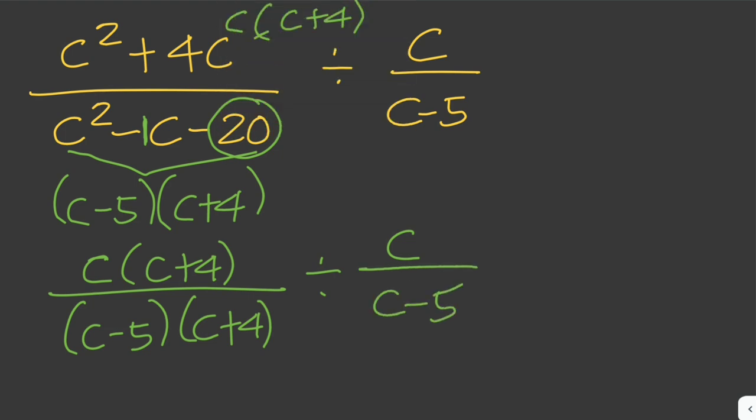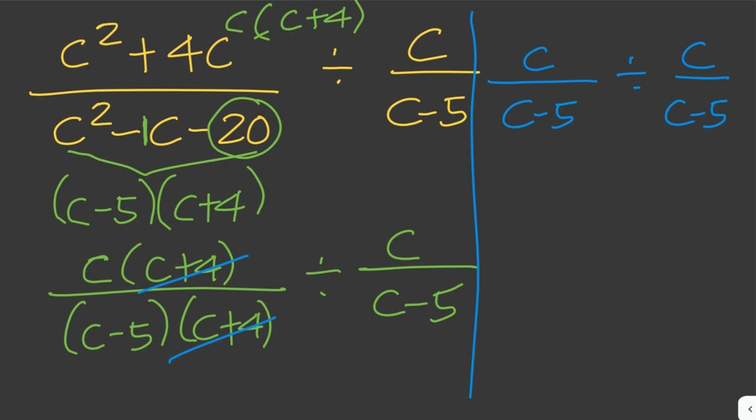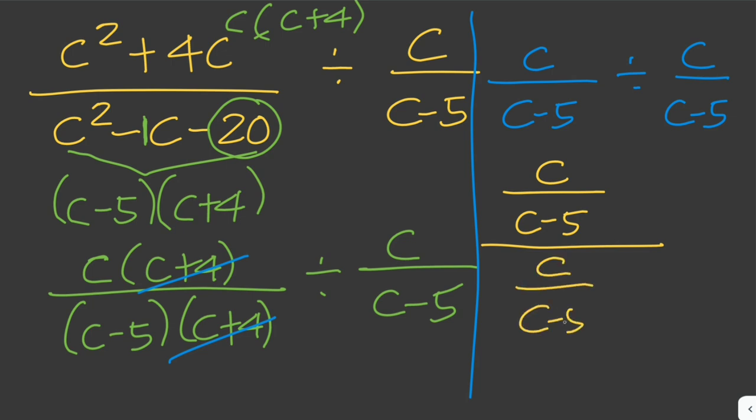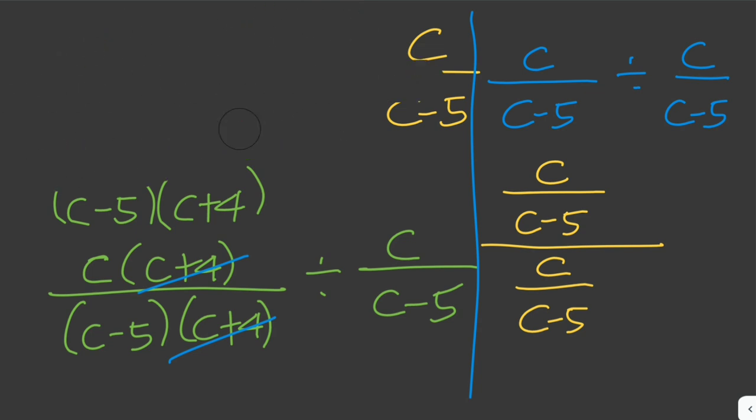So actually you can cancel out c plus 4 here. Then we're left with c over c minus 5 divided by c over c minus 5. Then we can write this as c over c minus 5 divided by c over c minus 5, which we can further write as c over c minus 5.